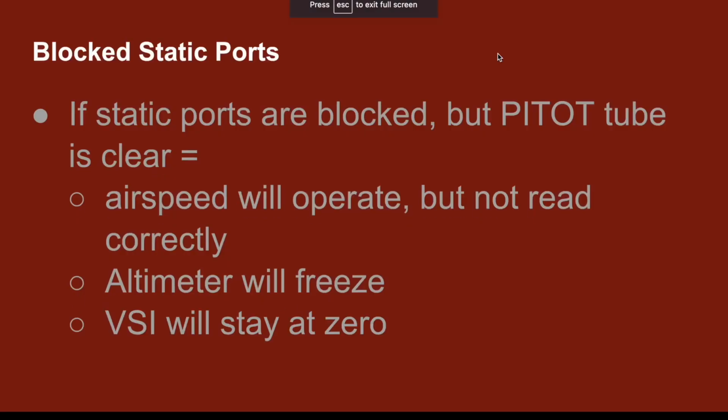And what about the vertical speed indicator? It'll stay at 0. It won't change either. It'll just stay there and say, well, I don't sense any change either.